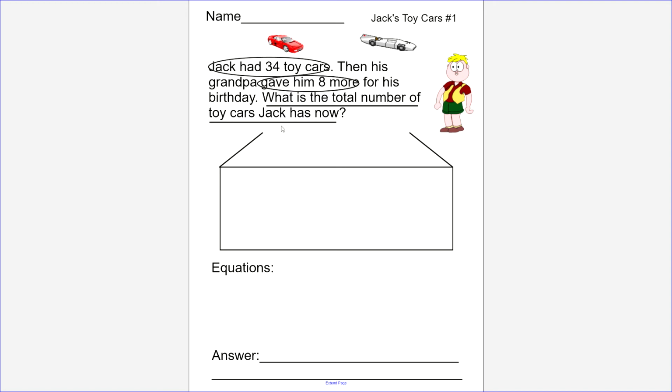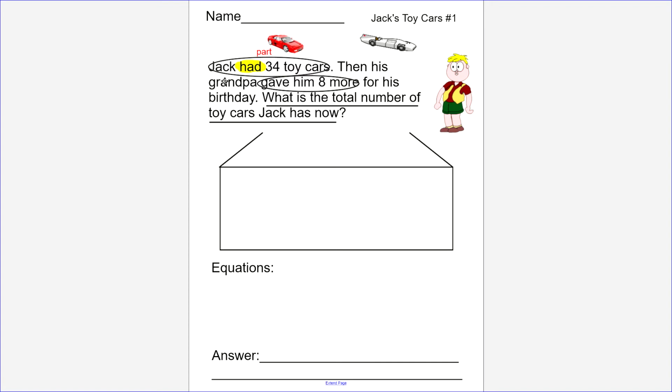This way, it's easy for us to tell what is information that we know, it's circled, and what is the question, because it's underlined. So we know we're trying to find out what is the total number of cars Jack has now. Let's go ahead and think about these a little bit more so that we can figure out exactly what are the wholes and what are the parts.